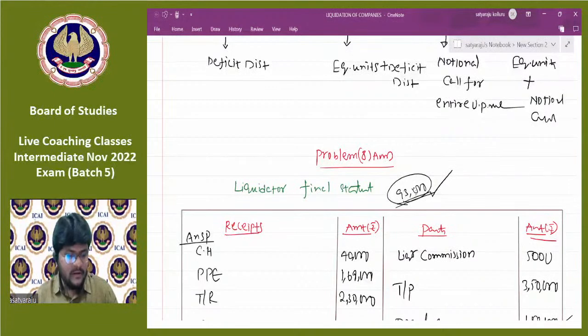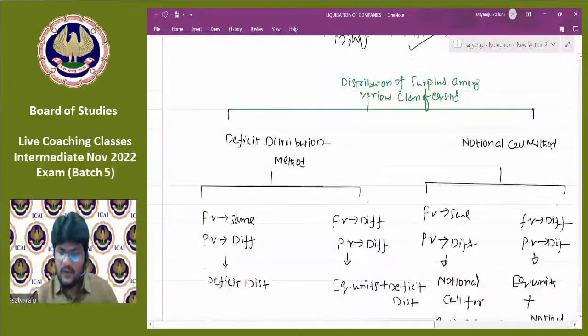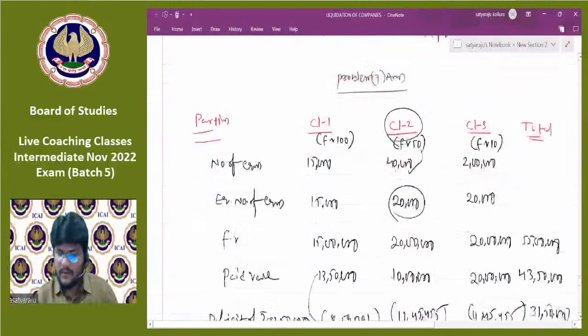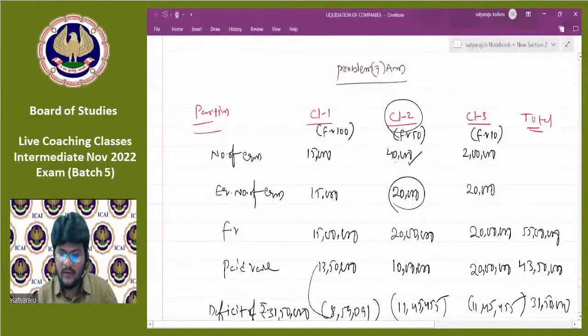Sir, if calls in arrears and calls received in advance were also given in problem number 7, then how will it be treated? You're asking about problem number 7, calls in arrears and calls in advance. My dear, calls in arrears and calls in advance will not be taken into consideration in this computation, because calls in arrears means that call money was not recoverable, right? We are unable to recover it. That's why we are ignoring this.